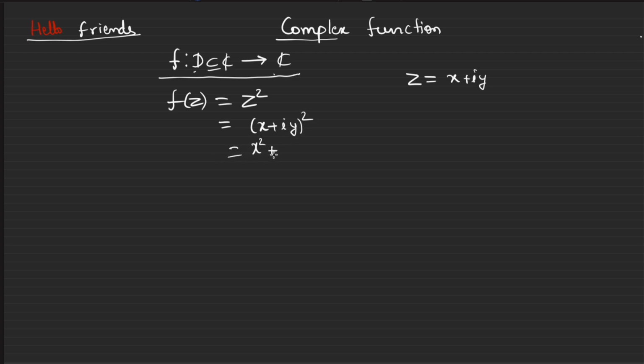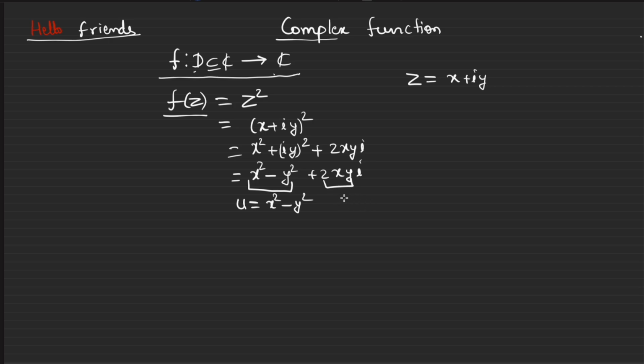we get x square plus (iy) whole square plus 2xyi, and we know that i square is equal to minus 1. So x square minus y square plus 2xyi. And one more standard notation is that we choose the real part of f(z), that is the function, to be u, that is u is equal to x square minus y square, and the imaginary part v is equal to 2xy.